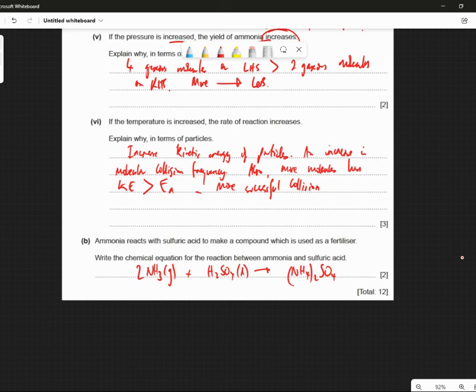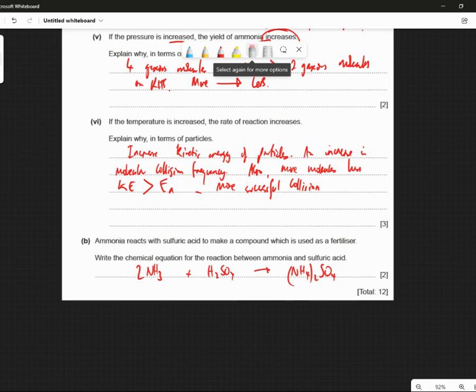Okay, I think that's it, isn't it? Yeah, that's it. We've done it. And this will actually be formed as a solid, ammonium sulfate. It will be a solid. Even the state symbols are a bit confusing here, so maybe we shouldn't have them on this one, because this is done quite a weird way.